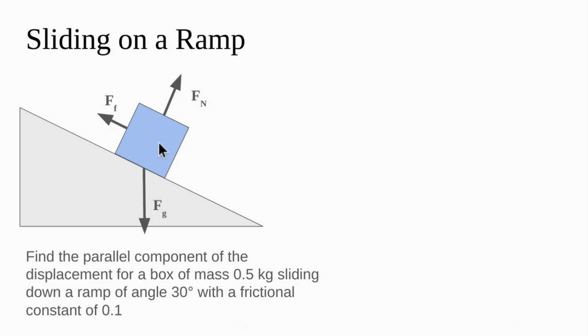And so here we have our diagram, and we just drew in our free body diagram with our three forces that are acting on the object. We have the normal force, which is perpendicular up from the ramp. We have our frictional force, which is parallel to the ramp, pointing opposite the direction of motion. And then we have the force of gravity, which as always is pointing directly down.